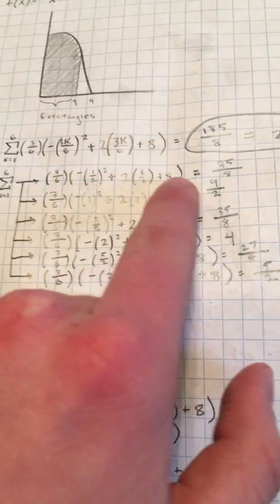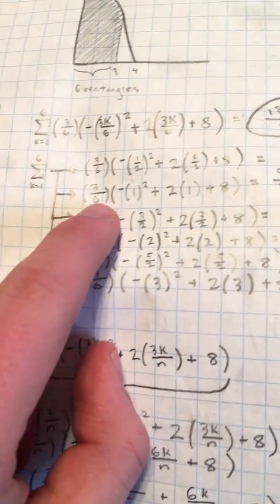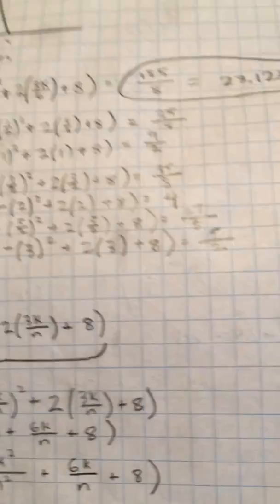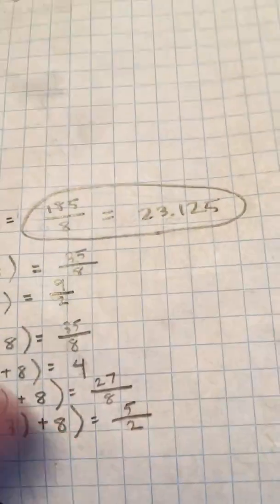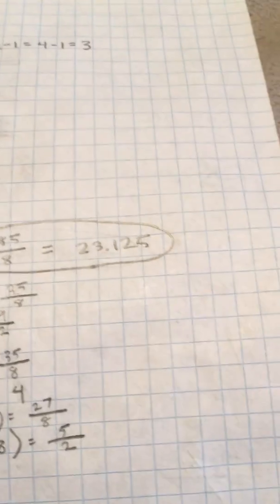So this is the area of the rectangle that goes from 0 to 1/2. This is the area of the rectangle that goes from 1/2 to 1. And so basically what we are doing here is finding the areas of the different rectangles, and then we're going to add them all up together at the end to get a rough estimate, which is 185/8 or 23.125.